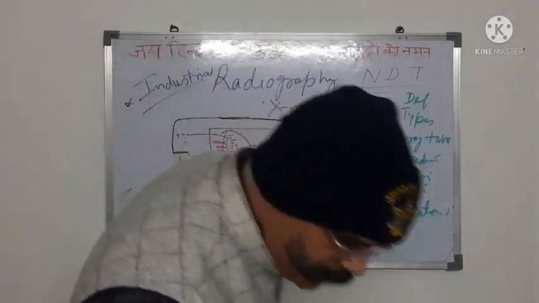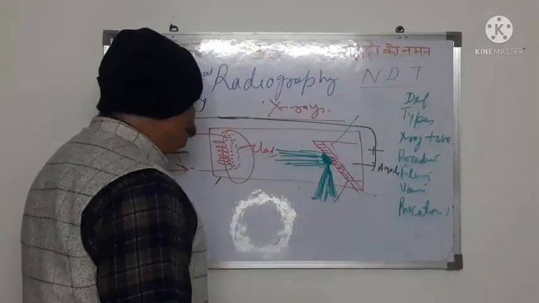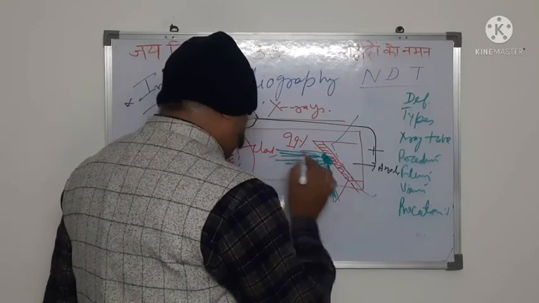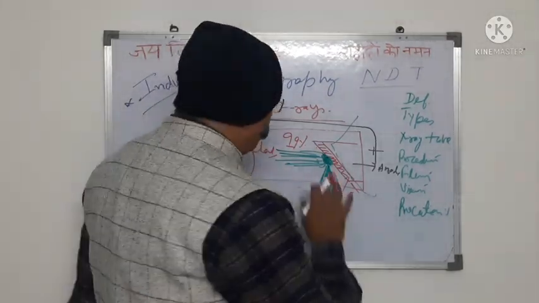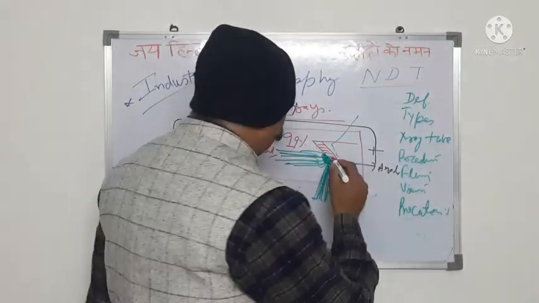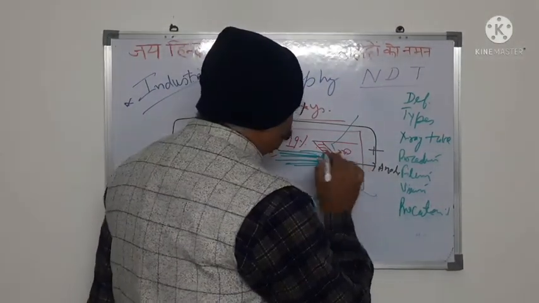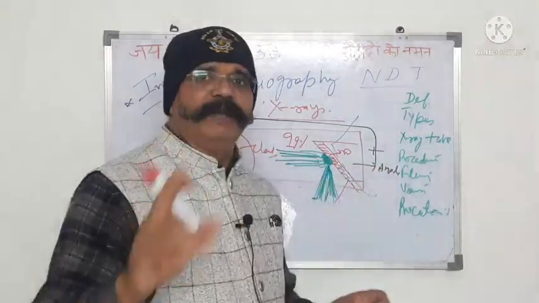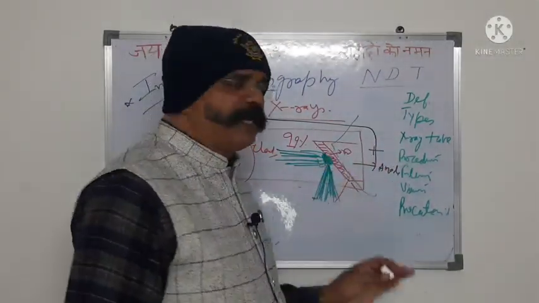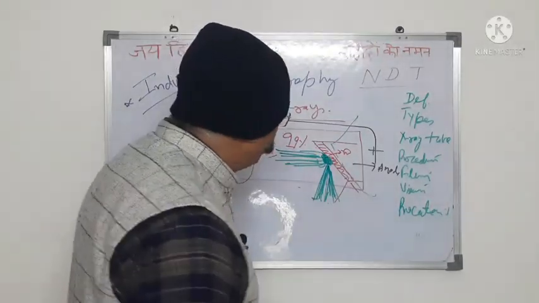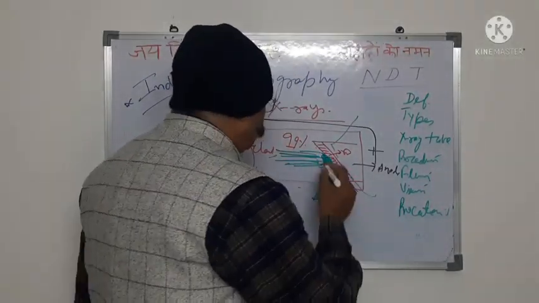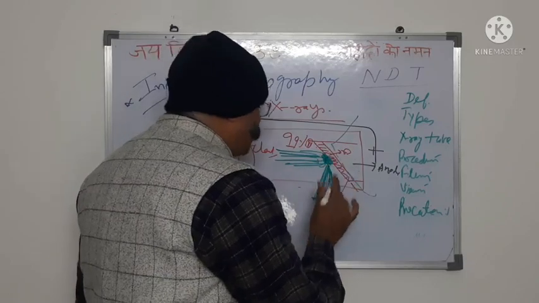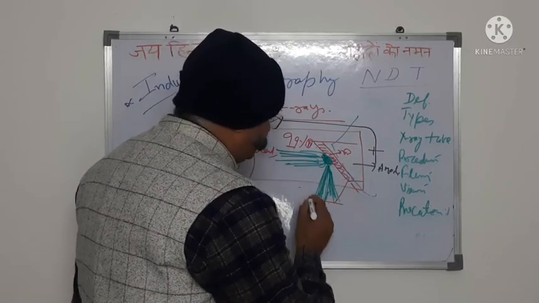Now, one more thing you should remember, 99% of the energy of these electrons is utilized to raise the temperature of this target. That's why I told you it is made of a very high melting point material and there is a provision for dissipating the heat also. But only approximately 1% of the energy is converted into X-rays.